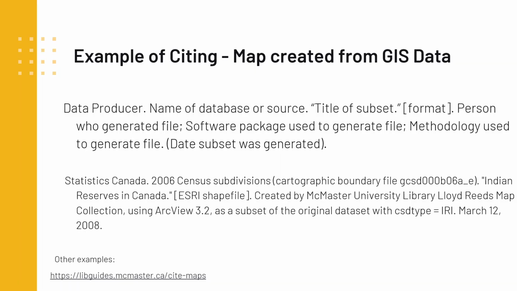Some examples of citing maps created from GIS data. So here's an example showing the data producer, the name of the database or data source, the title of the subset, what format it came in, who generated the file, what software it was generated in, and the methodology used to generate the file, as well as the date. There's a bunch of other examples that you can see at libguides.mcmaster.ca/site-maps. I should note that often if a map is part of a larger paper, the full citation will be given at the back with the rest of the sources and citations, and only an abbreviated one will be shown on the map face itself.